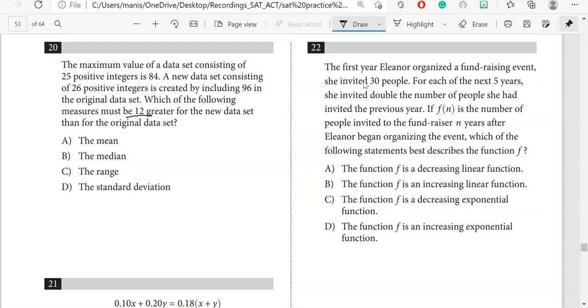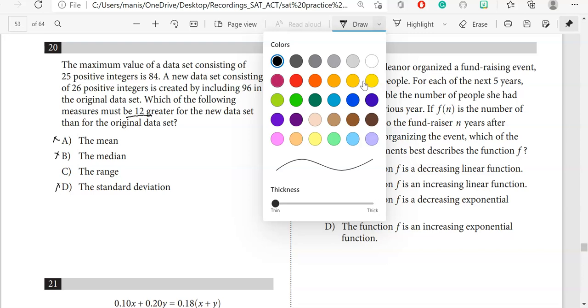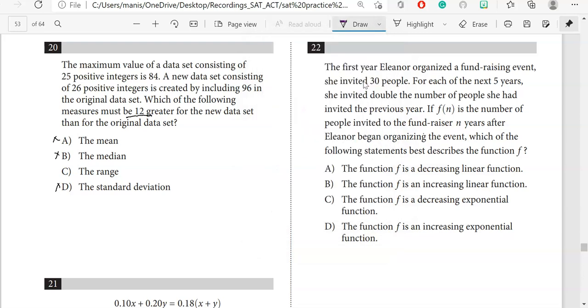Okay, first of all I will say choice A, choice B and choice D are incorrect because only the maximum value of the original data set is given over here. So the amount that the mean, median and standard deviation of the new data set will differ from those of the original data set, it is not possible to find those. So let's try to work on the option C, range, and let's see whether we are able to find our answer.